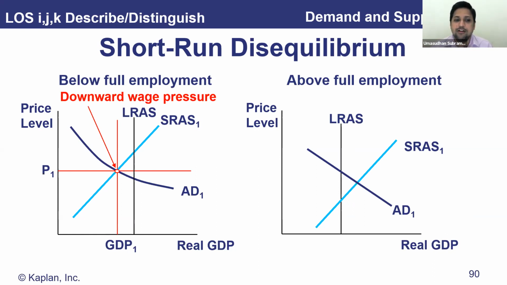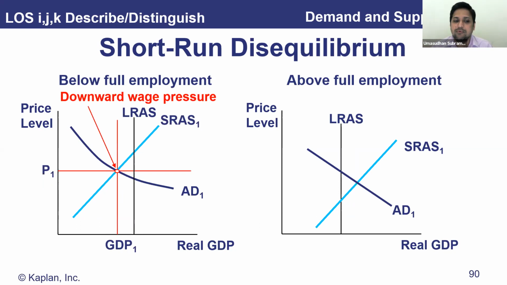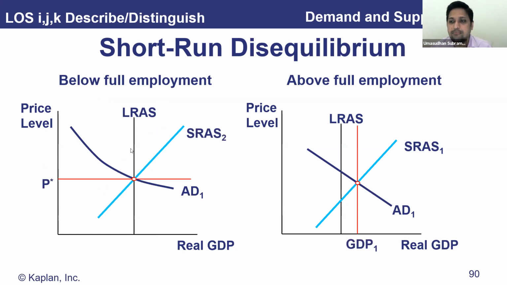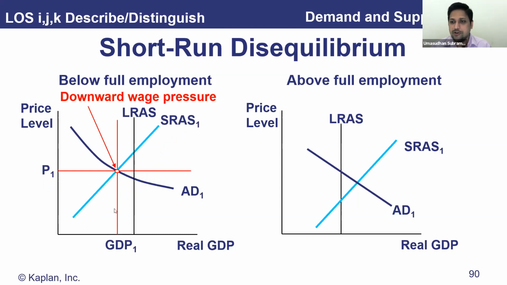And what do you think is going to happen to your aggregate supply? Look at what's happening to your aggregate supply. Look at where you are now, and there is downward wage pressure. You are back to full employment again. So that's what's happening. Let me explain one more time. What's happening is you are producing below full employment GDP.